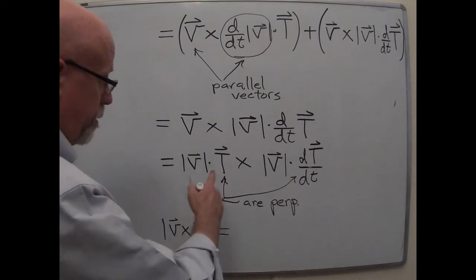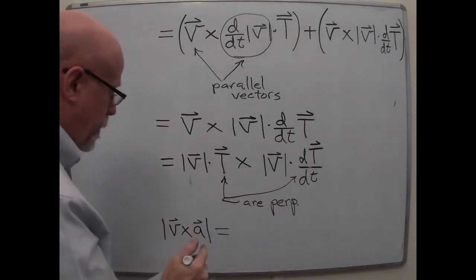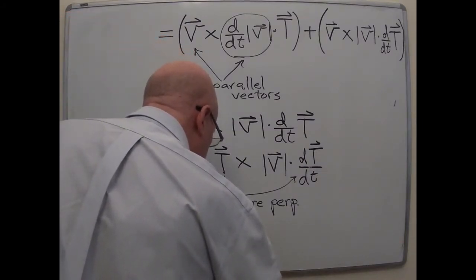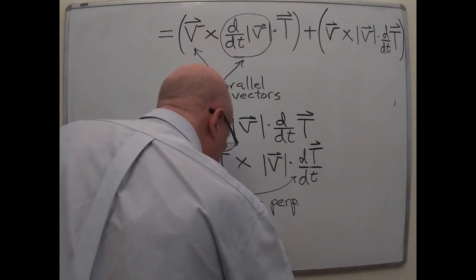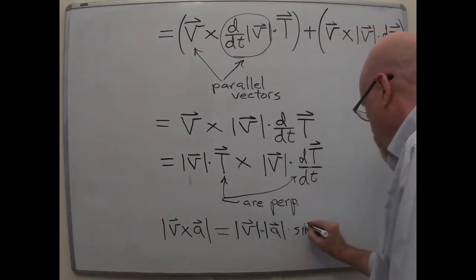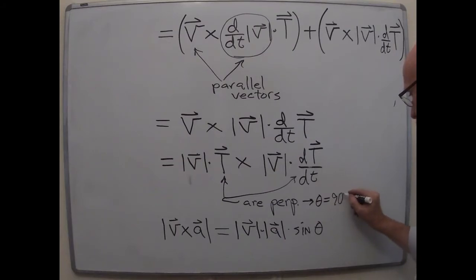If you want, you can go ahead and work this out. Here's how you do it. You use the formula for the cross product's length, which is the product of the two lengths of the two vectors times the sine of the angle between them. Saying these two vectors are perpendicular is the same thing as saying that theta is equal to 90 degrees, or pi over 2. So that number is 1.